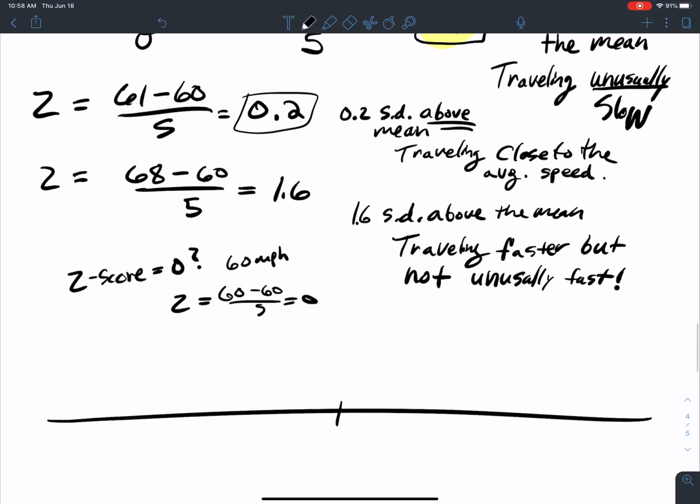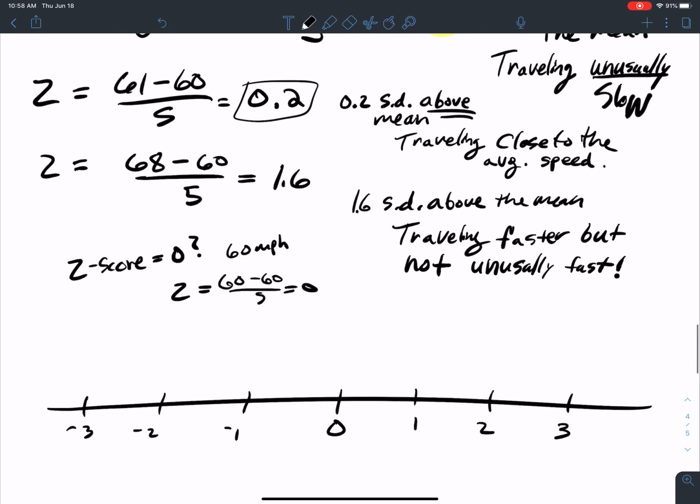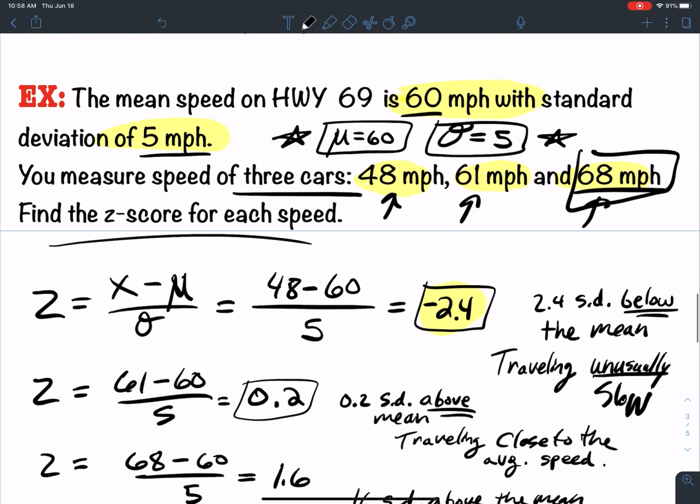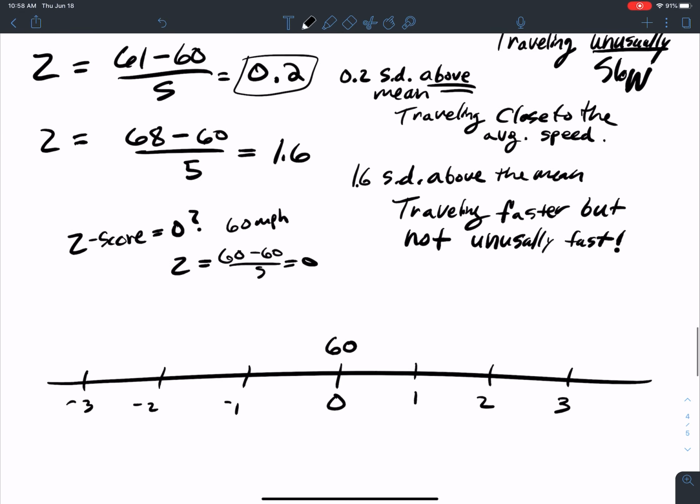So my z-score on a chart: 0, 1, 2, 3, and -1, -2, -3 standard deviations away. The way I think about this is 60 miles per hour, and 1 standard deviation is 5 miles per hour. So that puts me up at 65 this way and 55 down that way. Then 70 here, 75 there, 50 over here, and then 45 down here.